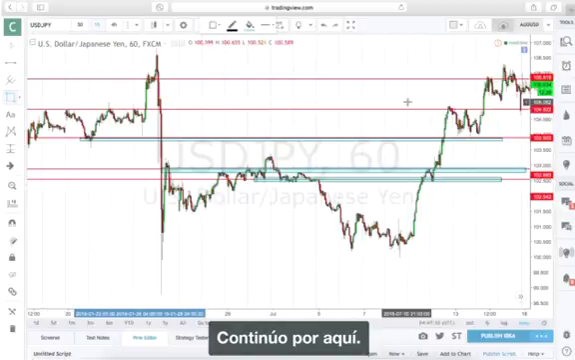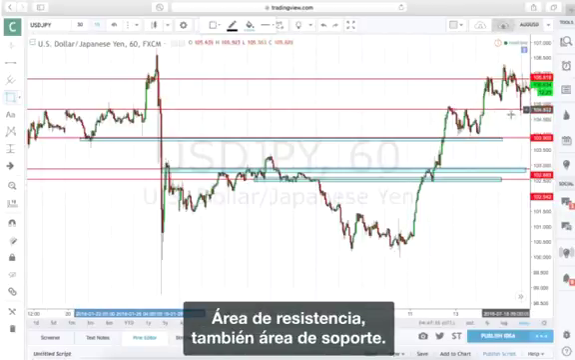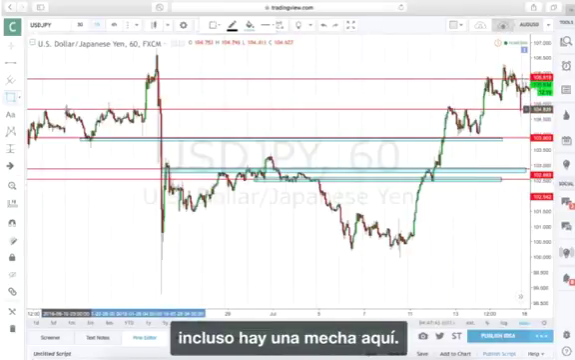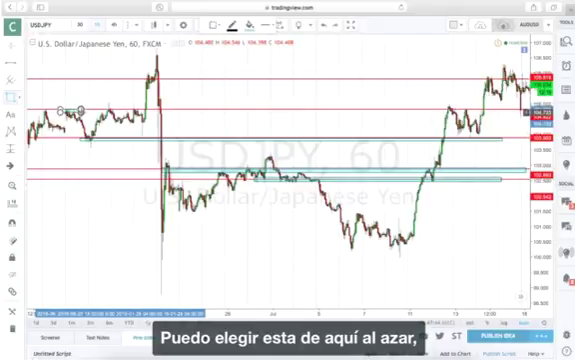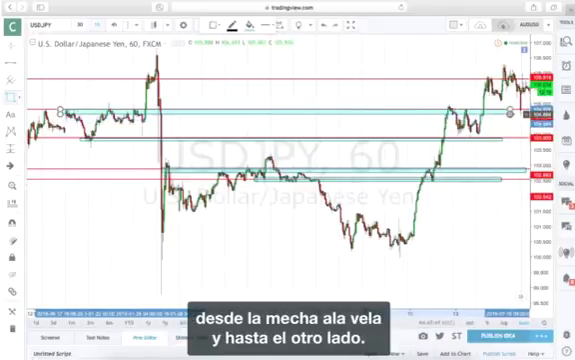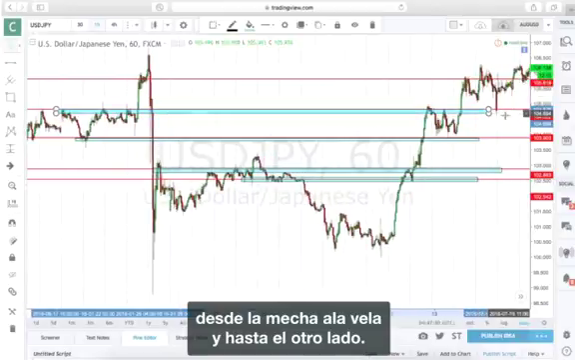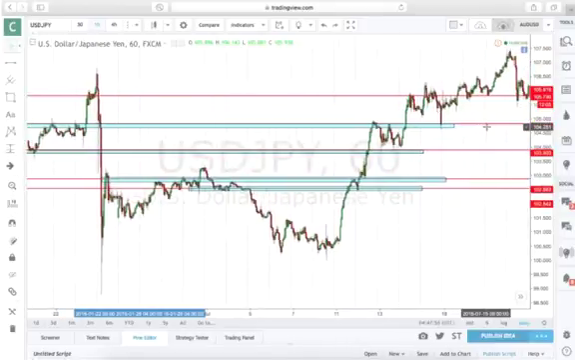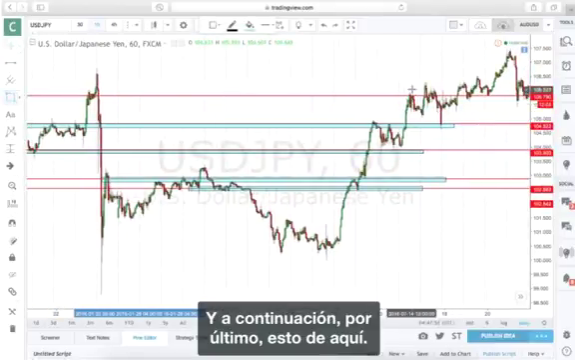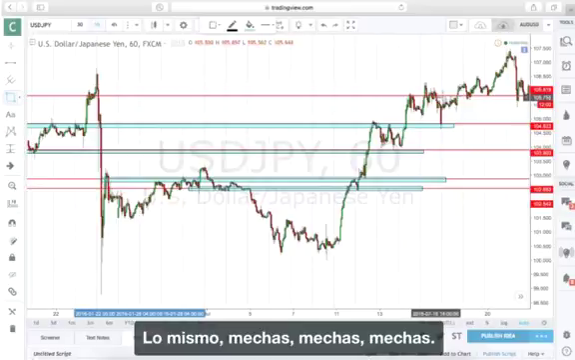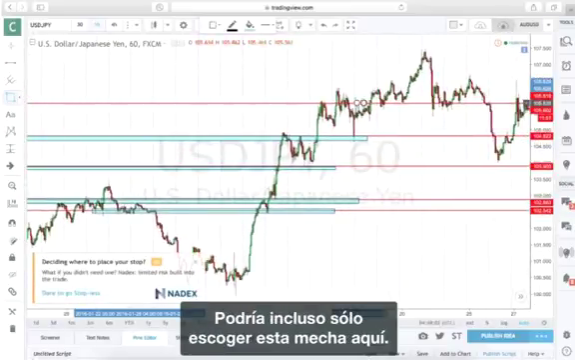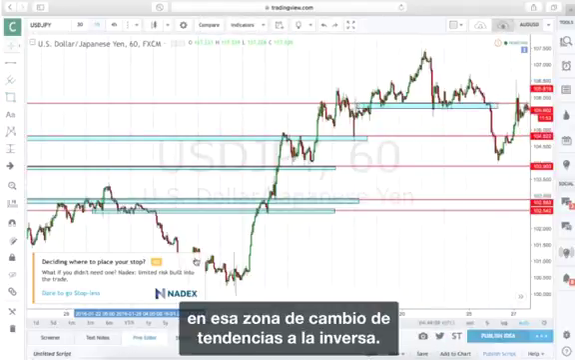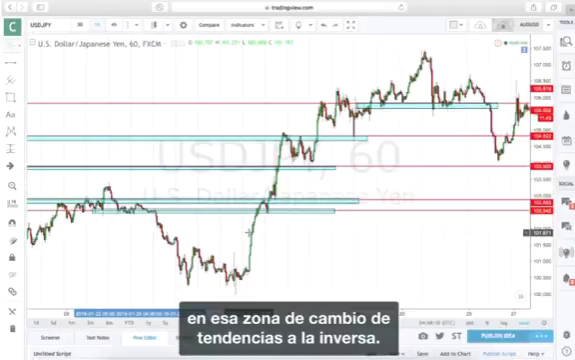I continue along over here, an area of resistance, also an area of support. Look to my left, see wicks here, a wick here, even a wick here. I could pick this random one right here, wick to the body of the candle, go all the way across. Let's continue to move all the way across and drag it so you can see. And last but not least, this one up here, same thing, wicks, wicks, wicks. I could even just take this wick right here, to the body of the candle, and go all the way across. You're able to see how price dipped into that little price reversal zone and reversed.